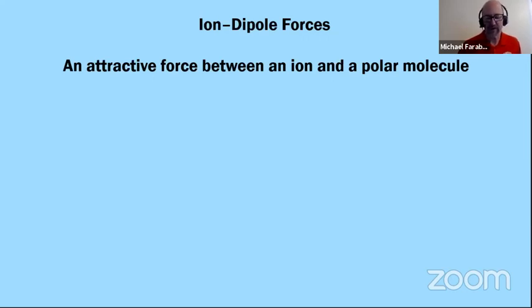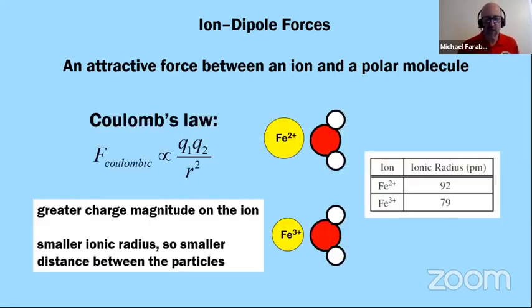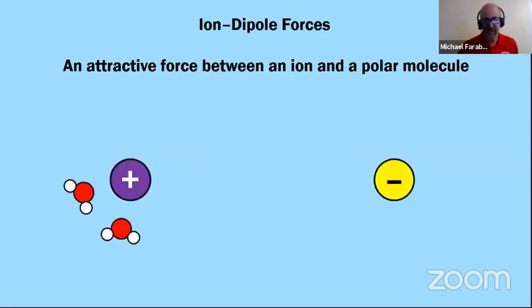You may recall a couple of lessons ago, we talked about Coulomb's law, and there was an AP practice question involving comparing the attractive force between an iron cation and a polar water molecule. That's essentially an ion dipole force. So the attractive force between an ion and a polar molecule. Water is often the example.